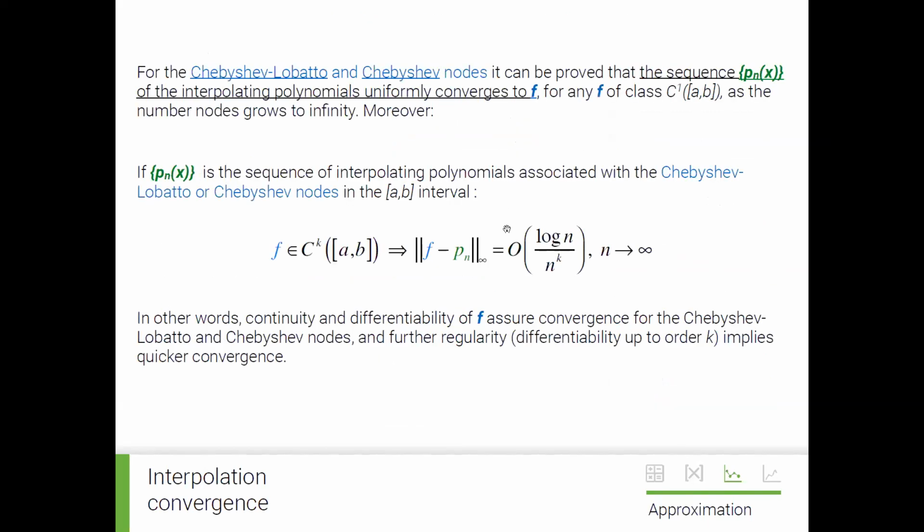So, okay, let's continue. And now, for Chebyshev-Lobatto and Chebyshev nodes, can we prove that the sequence Pn of x, the polynomial sequence of the interpolating polynomials, uniformly converges to f for any f of class C1? What does it mean, C1? Class of continuous functions on the interval AB, as the number of nodes grows to infinity.